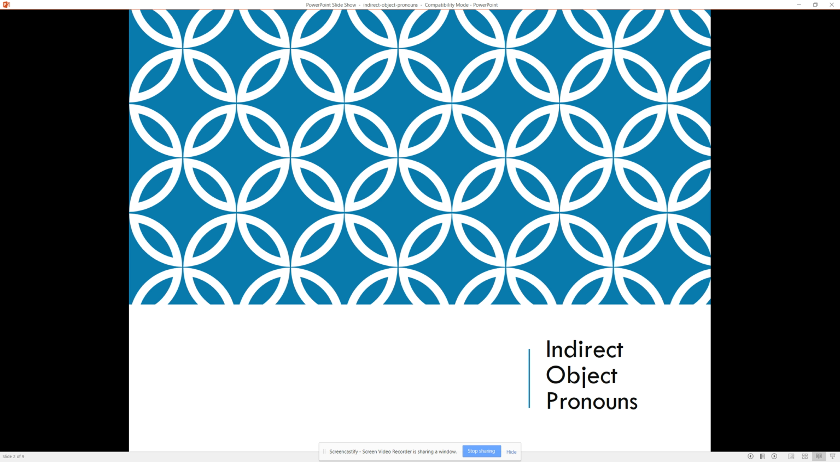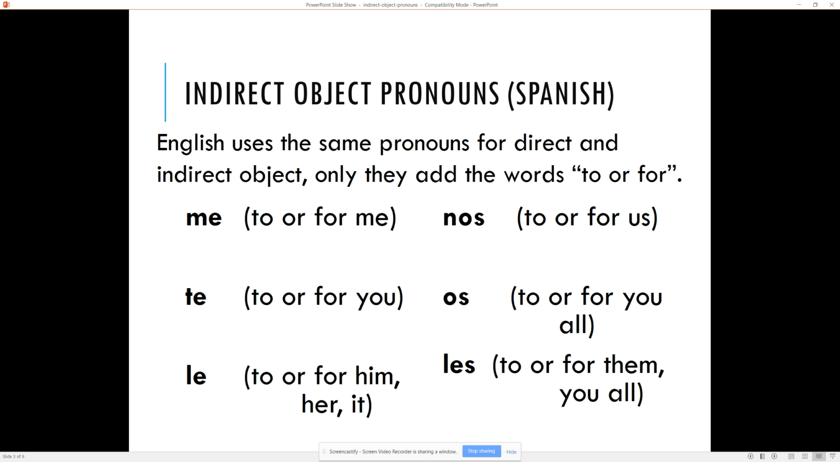So we have done direct objects. Now we are going to do indirect objects. The good news is that indirect objects are much easier to learn if you already have a foundation in what objects are, and two, what the direct objects are in Spanish. You have done most of the heavy lifting.